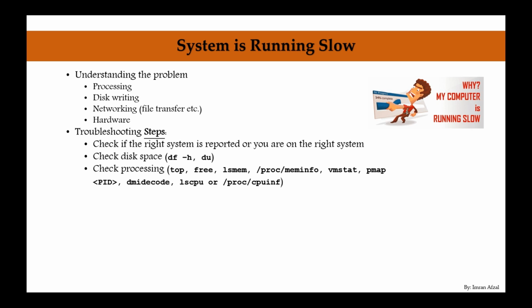Then we check the processing and memory, of course. And the commands that we'll cover are top, free, and lsmem. We'll check /proc/meminfo, which shows the memory currently in use. We'll check the virtual memory status with vmstat. pmap will tell me which individual process is using how much memory, not just the entire system. dmidecode will tell me some information about the hardware, what type of hardware I have installed or added to my system. lscpu shows the processor information, how much is used and how much is used by other processes. Also /proc/cpuinfo, you could use the same thing, which will give you the same output as lscpu.